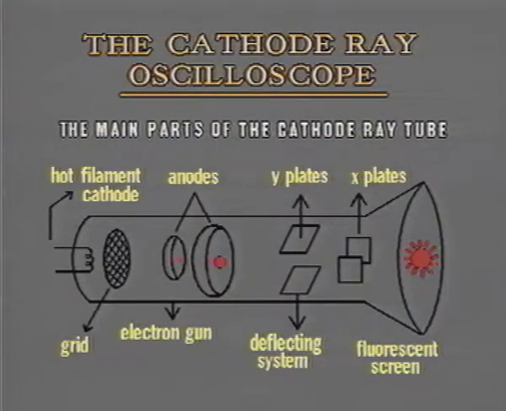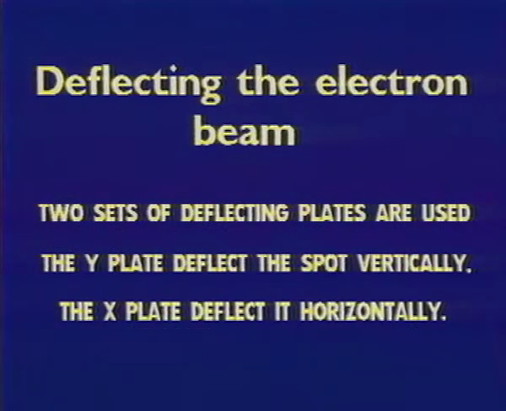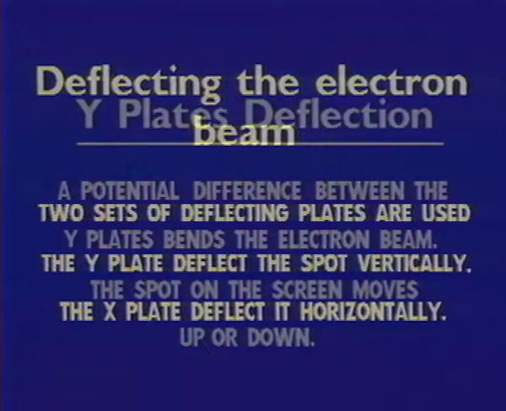To focus the beam and to make a small clear spot on the screen, the potential difference between the two anodes is altered. The two anodes act as an electronic lens. For deflecting the electron beam, two sets of deflecting plates are used. The Y plates deflect the spot vertically, and the X plates deflect it horizontally.